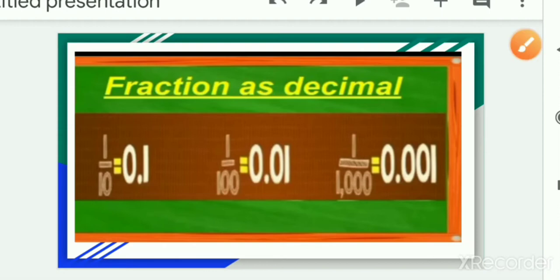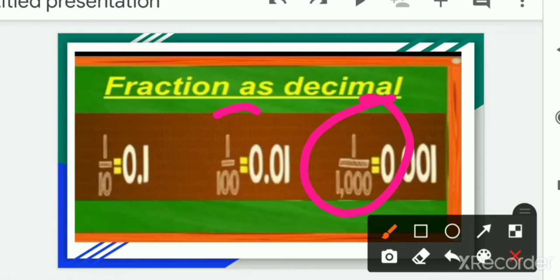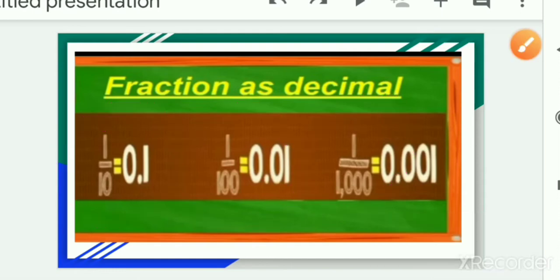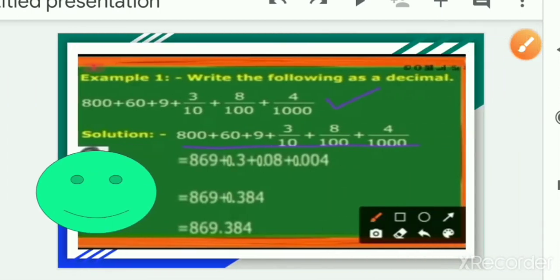Now the next one: while dividing 1 upon 1000, we have 0.001. When we solve this, you should know how to divide them and how to easily get the answer. This is the trick. If 2 zeros are there, you have to make 2 digits above. If only 1 digit is there, you have to put a 0 in front of that and make the decimal point according to the zeros down. Now we have the next question.